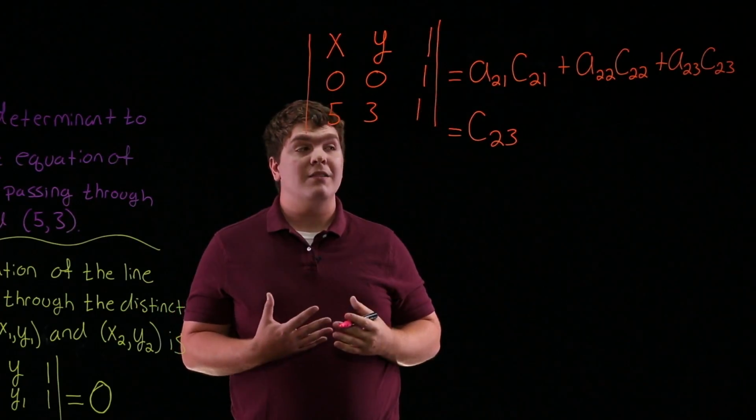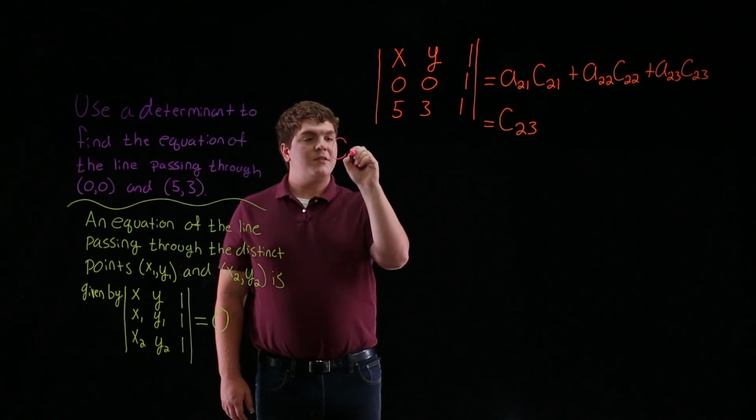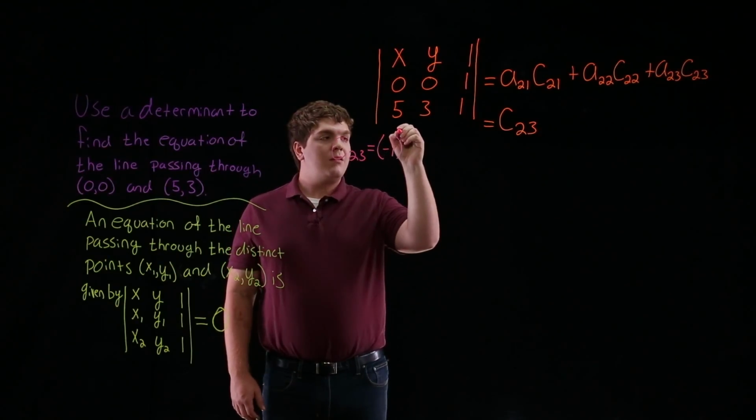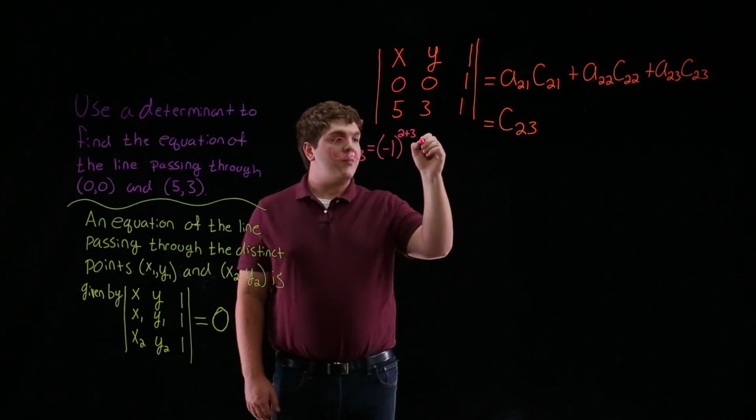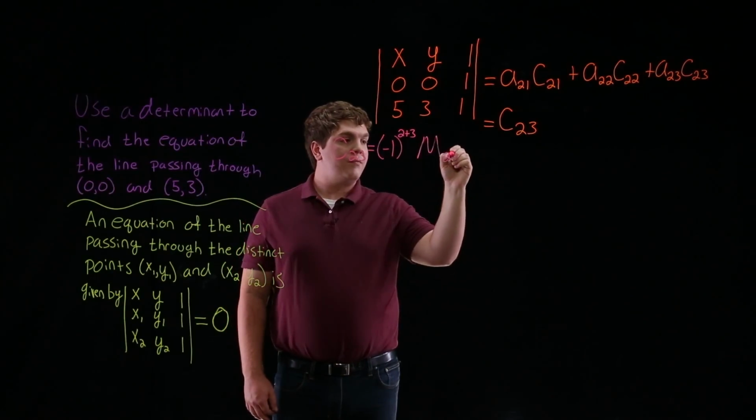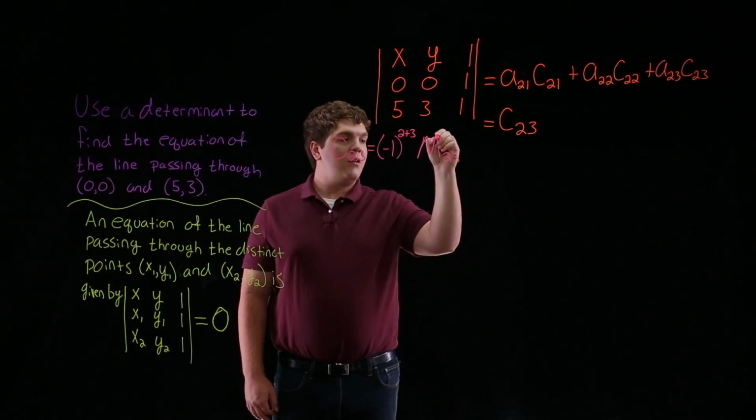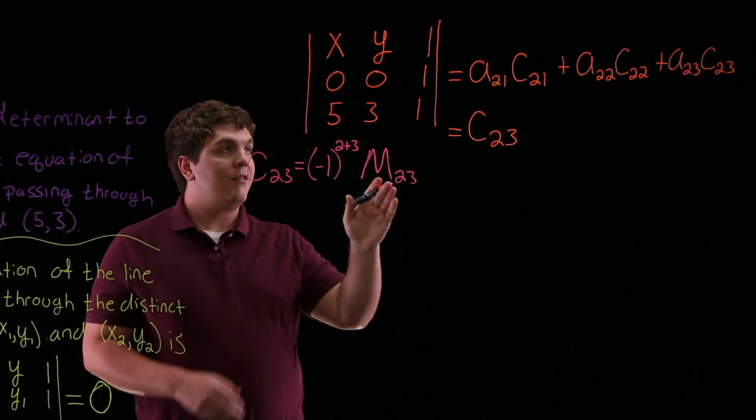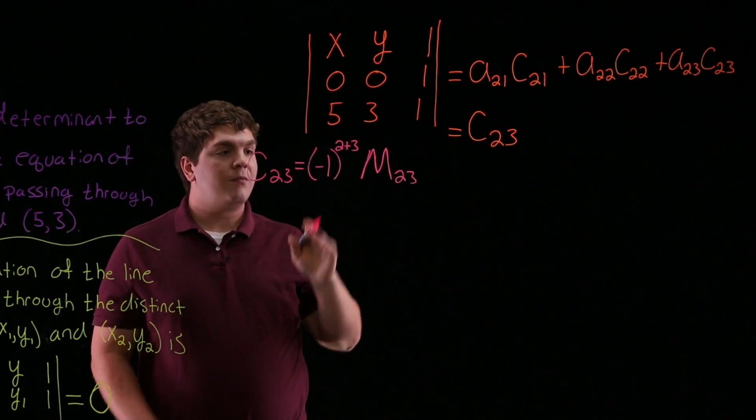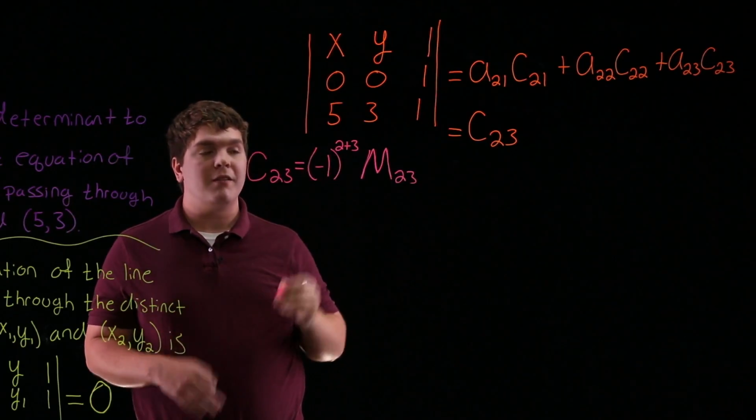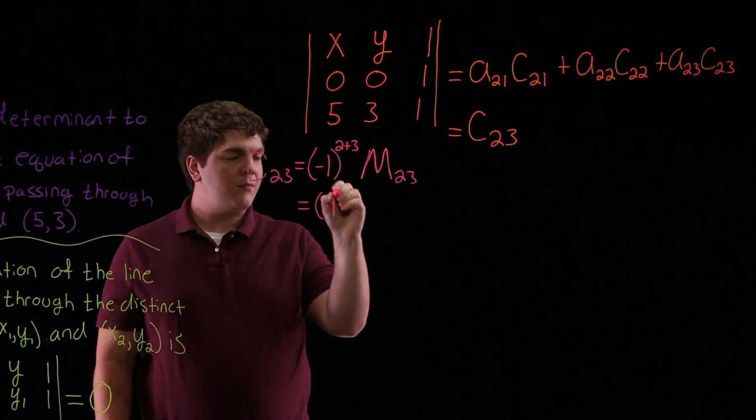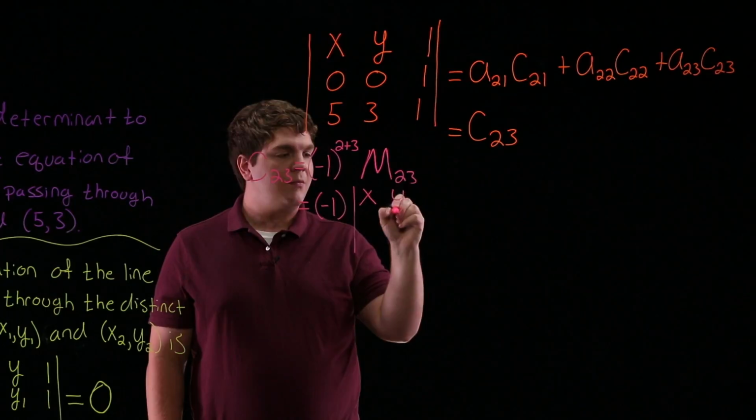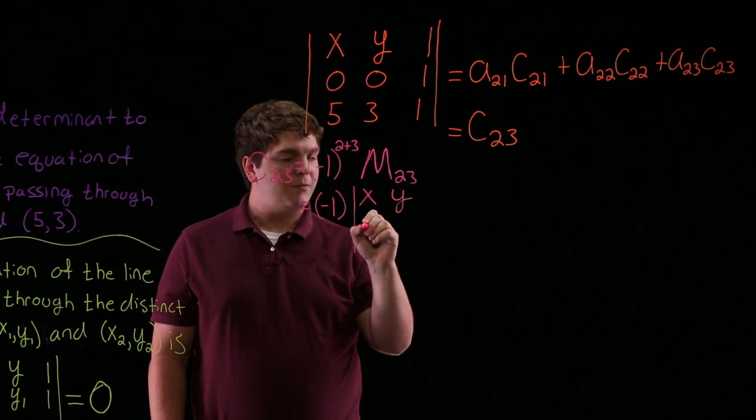So now let's go ahead and find C23. C23 is going to be given by -1 to the 2 plus 3 times the minor M23. Now this minor M23 is the determinant of the matrix we get when we delete the second row and the third column. So C23 is -1 to the 5th, which is -1, times the determinant of the matrix with x, y in the first row and 5, 3 in the second row.